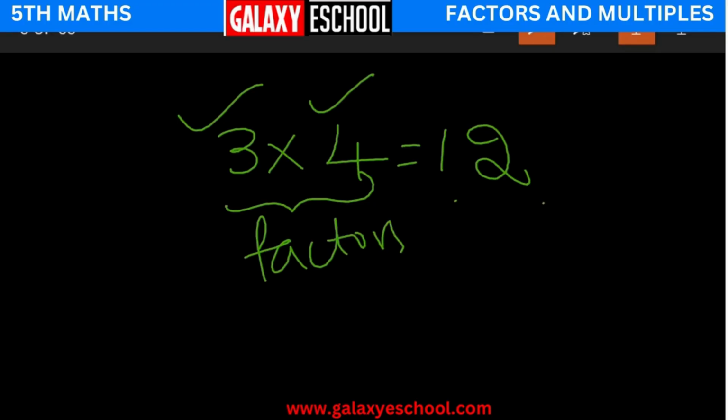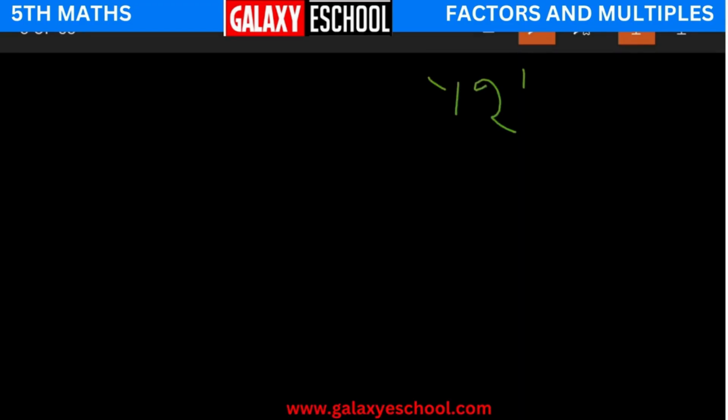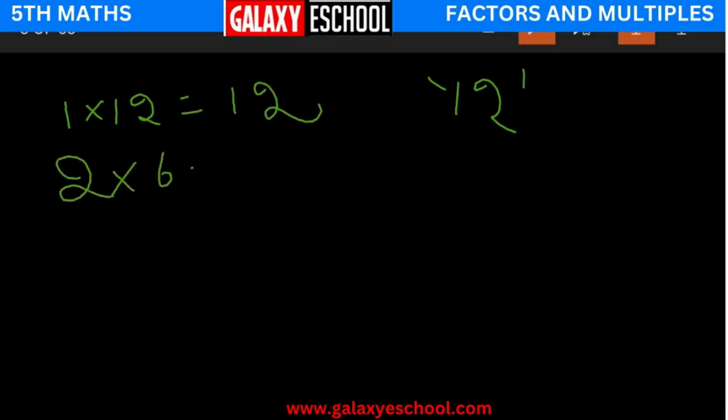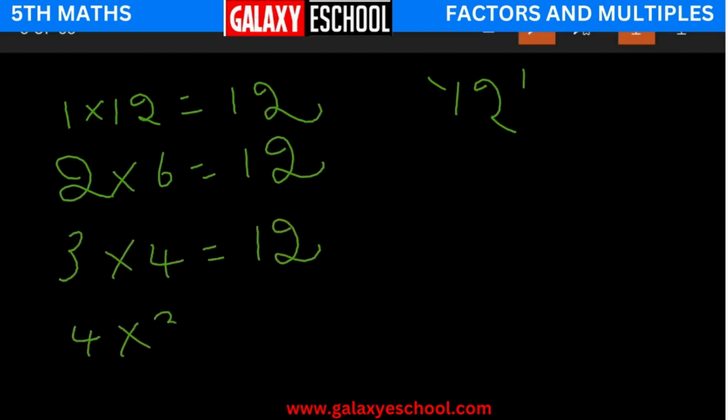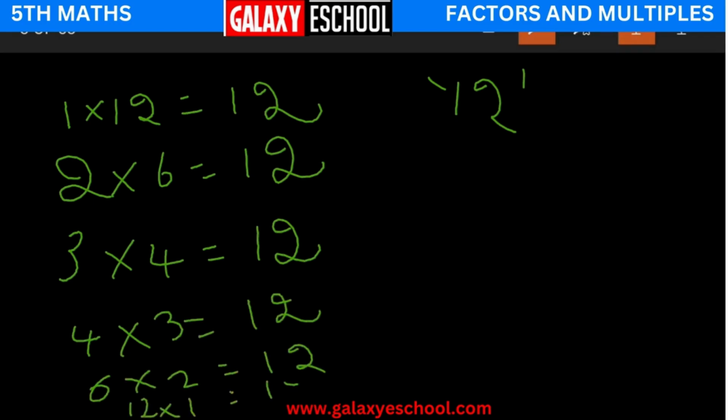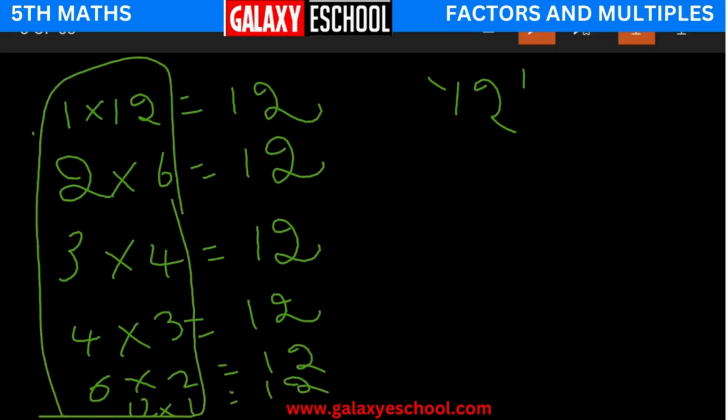When I ask you to write the factors of 12, you must check in all the tables and see where 12 comes. First, in the 1 table we have 1 twelve is 12. In the 2 table we have 2 sixes are 12. In the 3 table we have 3 fours are 12. Yes or no, children? Again in the 4 table, 4 threes are 12. We have 6 twos are 12 and 12 ones are 12. Yes. So these numbers become our factors. Okay. 1, 2, 3, 4, 6, 12.